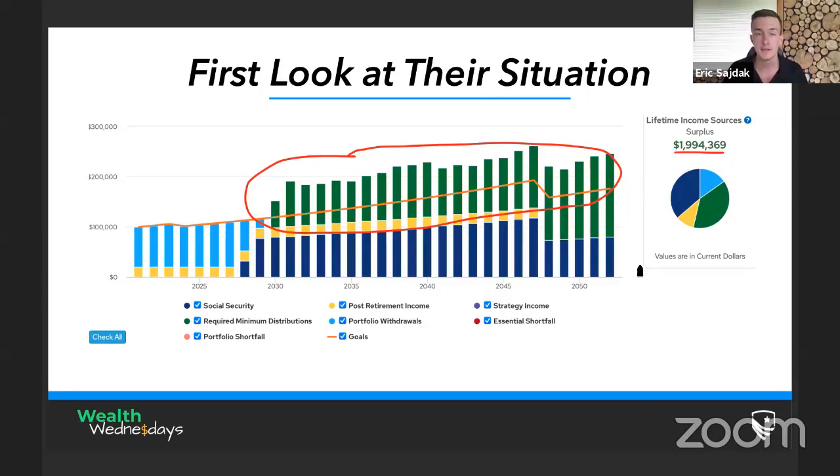is RMDs. They have the majority of their assets in tax deferred accounts. And so once they turn 72, they're going to be forced to take from their traditional IRAs because of RMDs. Well, we see that these RMDs push them to take out more income than they need. This is very tax inefficient. This is going to run some tax havoc on their plan.